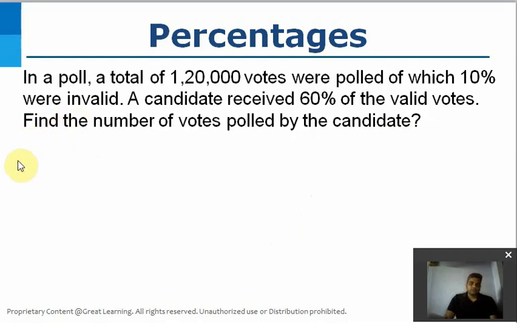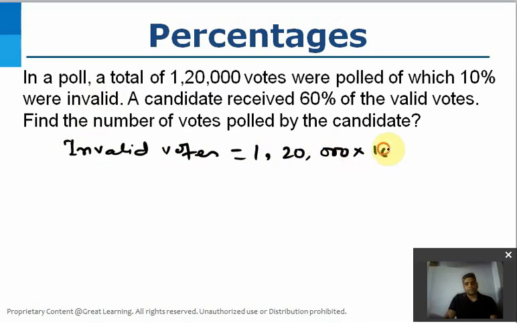Now this is a very typical kind of question. I've been given that in a poll a total of 1,20,000 votes were polled, of which 20% were invalid. A candidate received 60% of the valid votes. Find the number of votes polled by the candidate. So your invalid votes are how many? Your invalid votes are nothing but 1,20,000 into 10%.